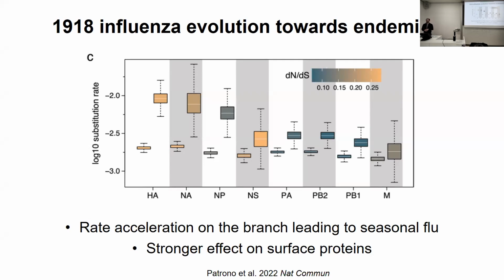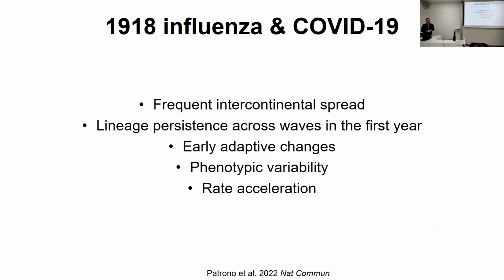And it's actually very much reminiscent of what we see with the SARS-CoV-2 pandemic as well, for which most of the variants, Omicron in particular, have experienced a massive acceleration of their evolutionary rate, and particularly in spike.